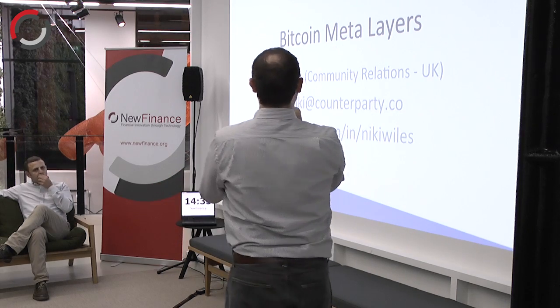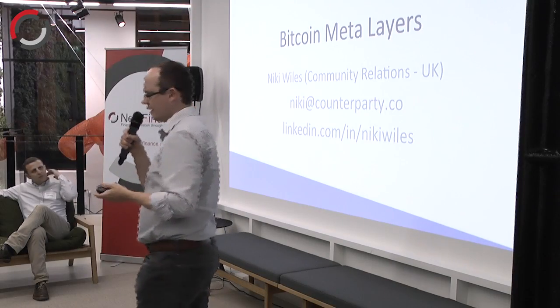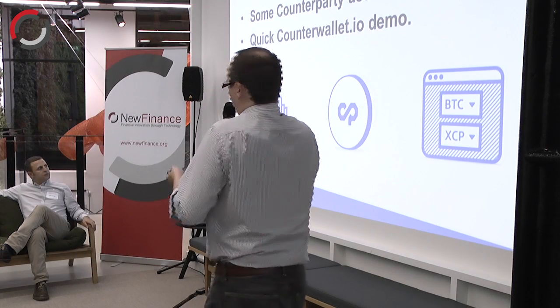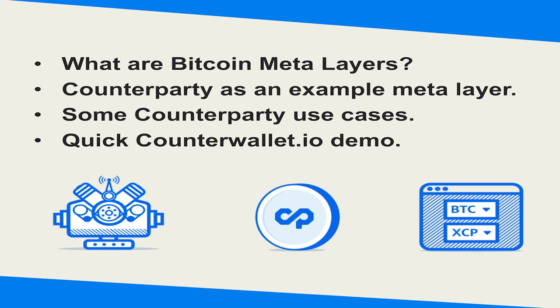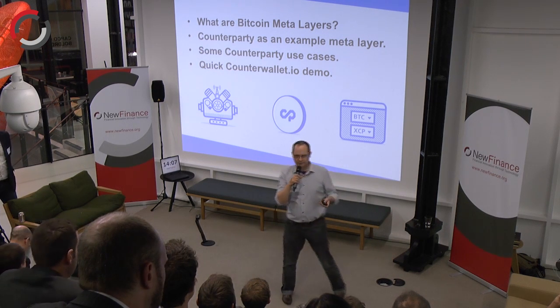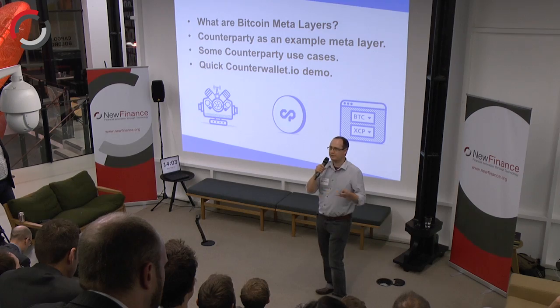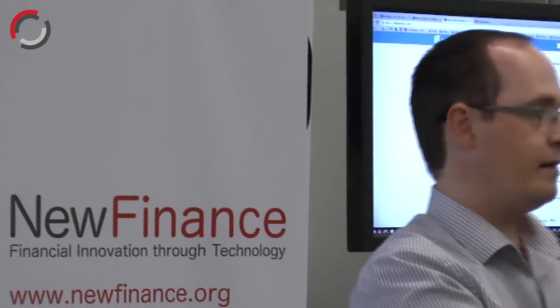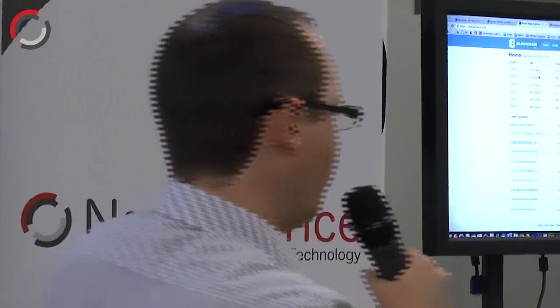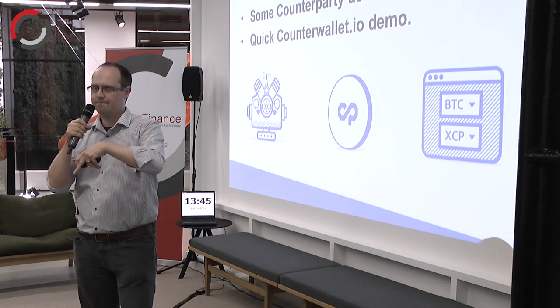But today is all about Bitcoin meta layers. I think it's hard to understand how this whole Bitcoin 2.0 space is evolving without getting your head around these Bitcoin meta layers, because some of the most important projects out there fall into this category. So what I'll do is I'll talk a bit about what Bitcoin meta layers are and why they are so important. I want to hold up Counterparty as an example of a successful Bitcoin meta layer. I also want to throw out some use cases for Counterparty so you can get a sense of what's possible with the technology. And then last of all, I'll give you a quick Counter Wallet demo. Counter Wallet is our web-based interface to Counterparty. Basically, it's a Bitcoin wallet that also has Counterparty features.